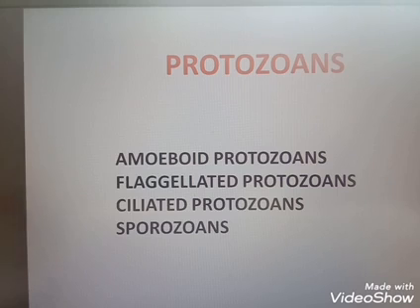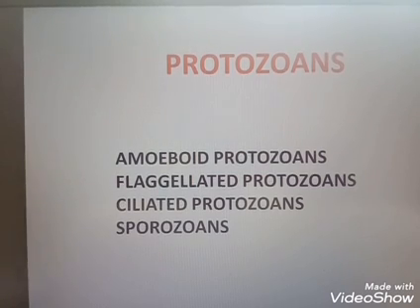Next category of kingdom Protista is protozoans. These protozoans have some features of their own. These protozoans are animal-like organisms. I told you that this Protista group has some members with plant-like features, some with fungus-like features, and some with animal-like features. So protozoans is a Protista group that shows animal-like features, so they are known as first animals.